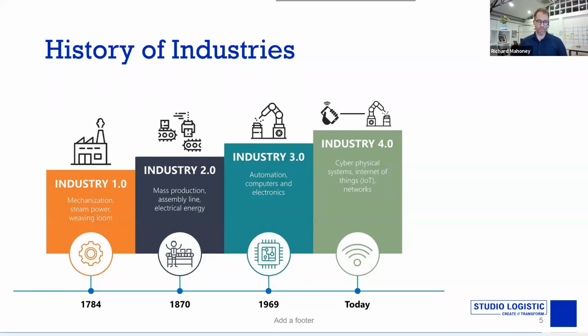Then came the second revolution, which was when we started to get really deliberate about standardization, and that enabled mass production, things like assembly lines, and the ability to transfer energy over distances, which was about electricity. And then things kind of went quiet for about 100 years, and then we got into the third industrial revolution.